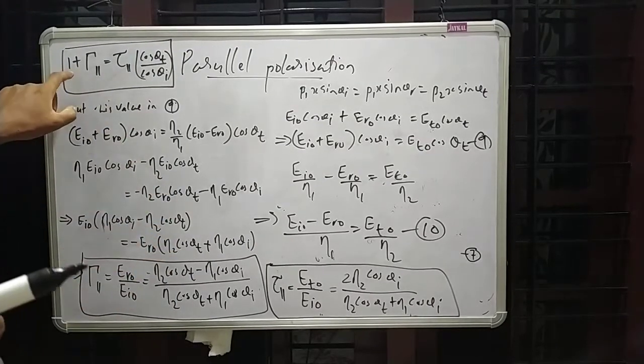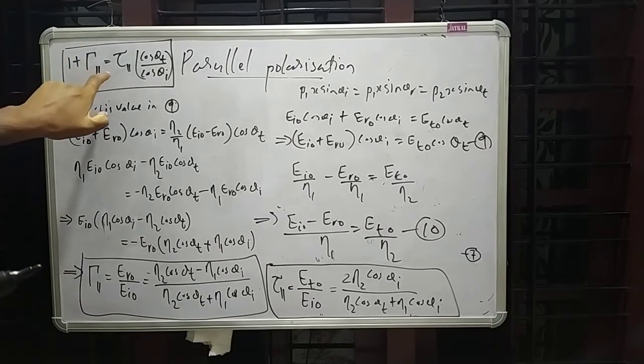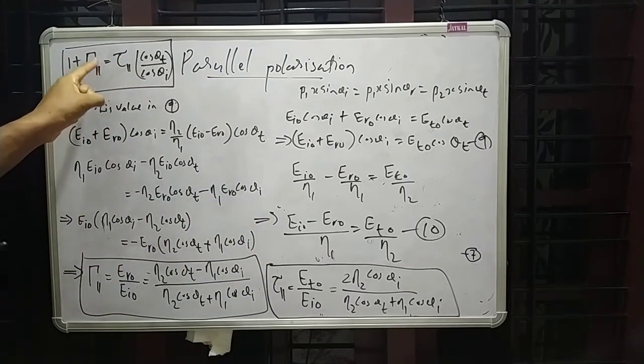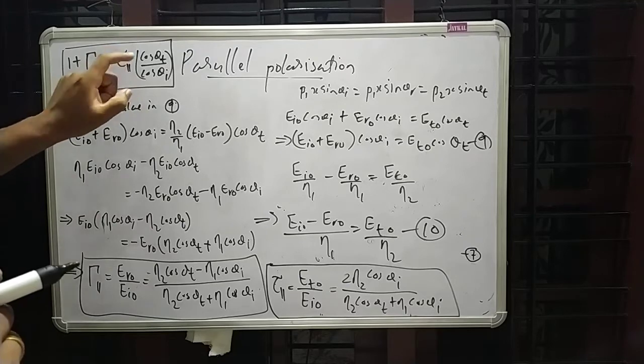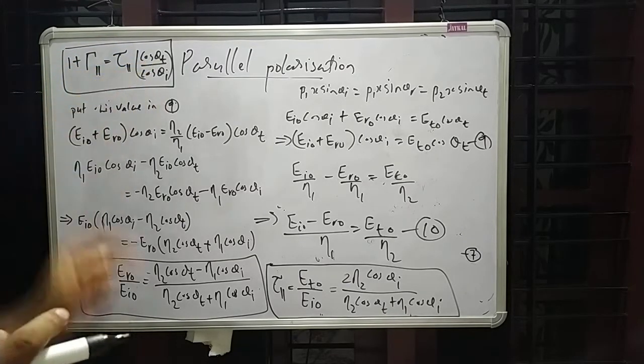So for perpendicular polarization, this relation was 1 plus gamma perpendicular is equal to tau perpendicular. But here there is a difference. 1 plus gamma parallel is equal to tau parallel into cos theta t over cos theta I. Okay.